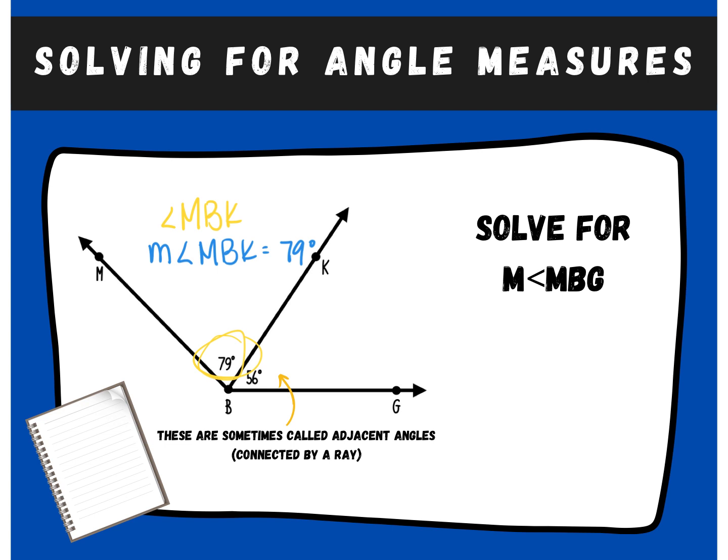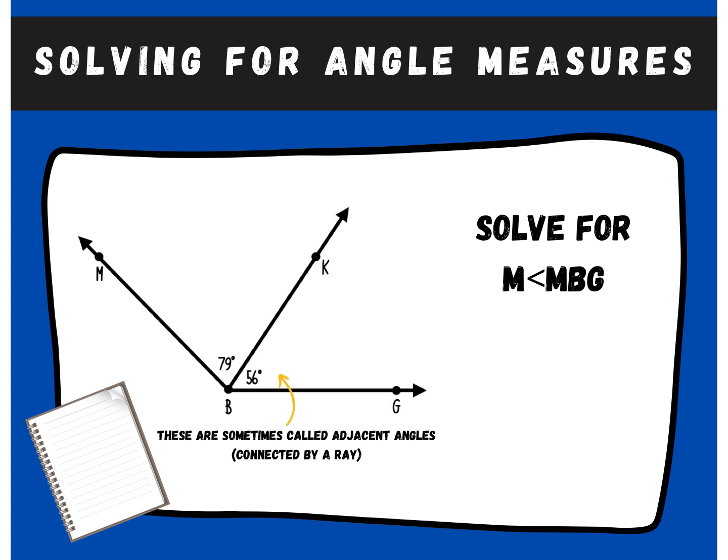This example is a great example of why you might not use one letter. If I wanted to discuss the measure of angle B, you wouldn't necessarily be sure if I was talking about this guy or this guy because they both have a vertex at B. This is a great example of needing to use 3 letters to name the angle and to make sense of it. Now, the question actually asks us for the measure of angle MBG.